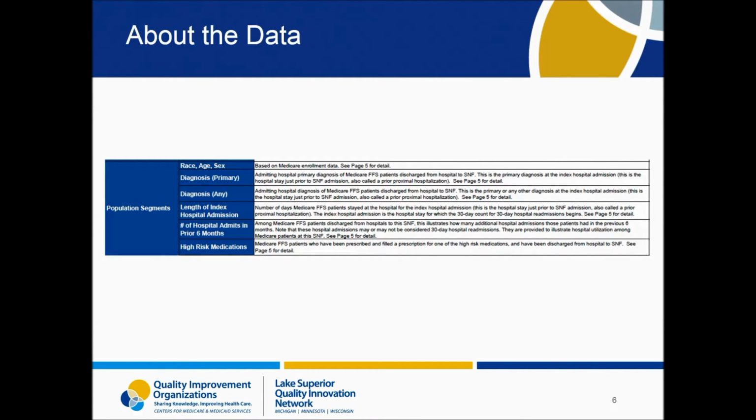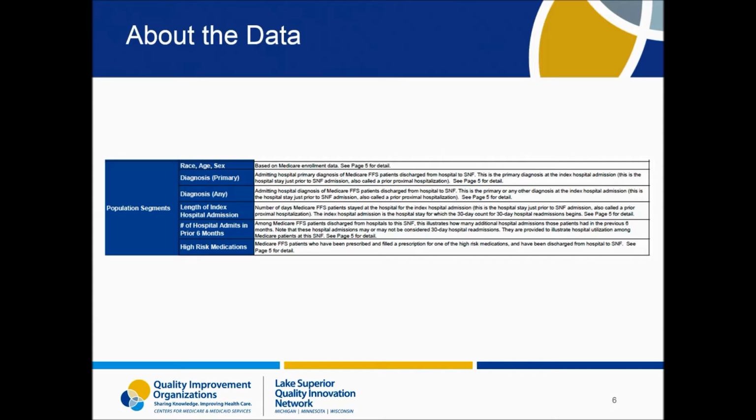This final section outlining the first page of the report shows some of the detail that you'll see in the pages that follow. Readmission rates are summarized by these various population segments. First, you'll note race, age, and sex. These are based on Medicare enrollment data of patients. Primary diagnosis is the primary diagnosis on the index hospital claim.